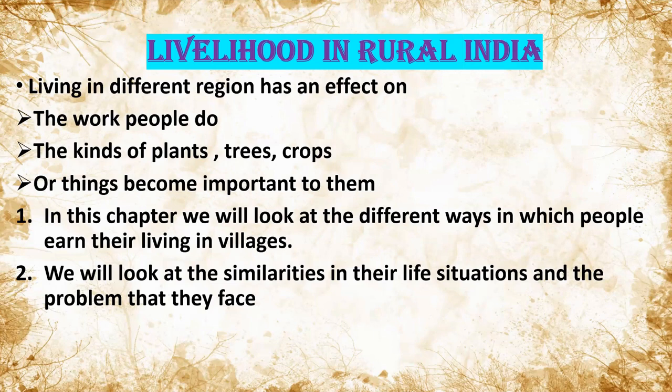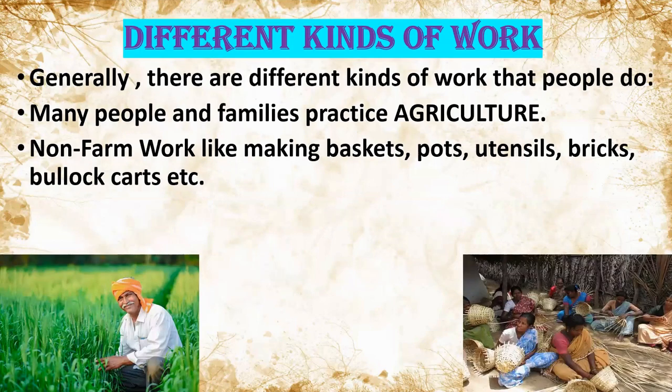As you know, when we live in different regions, the work of the people is different. What kind of plants, trees, and crops they grow is also different, and the priorities are also very different. In this chapter, we will learn how people earn their living in the villages, the similarities in their lives, and what problems they are facing. So let us discuss the work that exists in the villages.